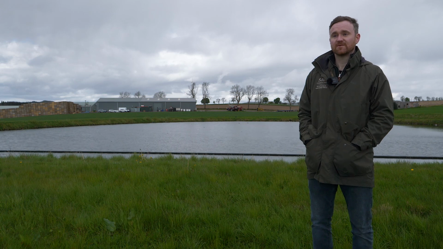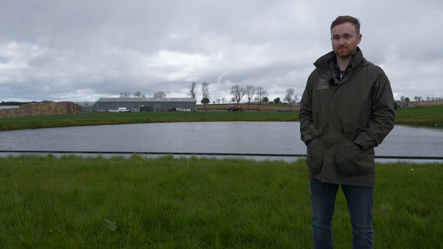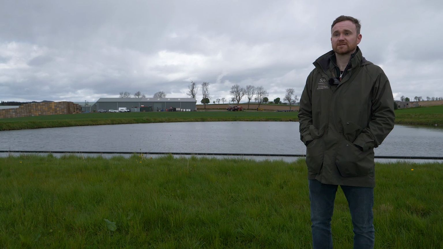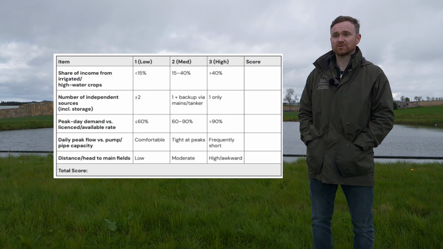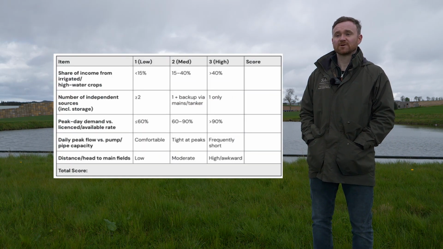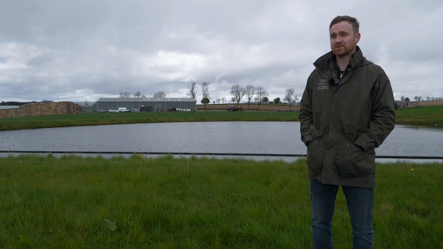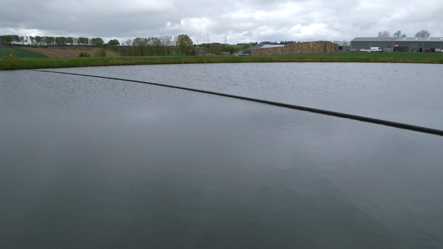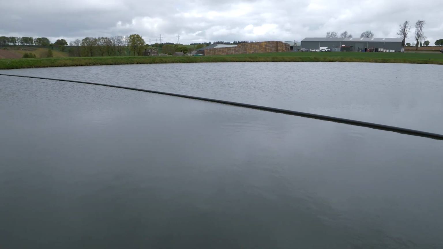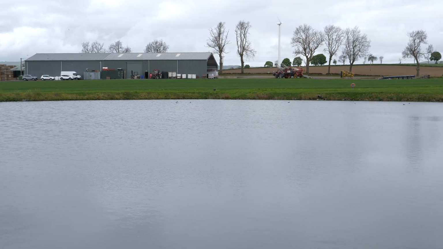So once you've gathered that information, again in the guidance document, you can point-score your exposure, and this then gives you a good indication of where you are and what the requirements might be. So that might be you need more backup storage, or you might be absolutely fine, in which case you can continue to irrigate as responsibly and efficiently as possible.